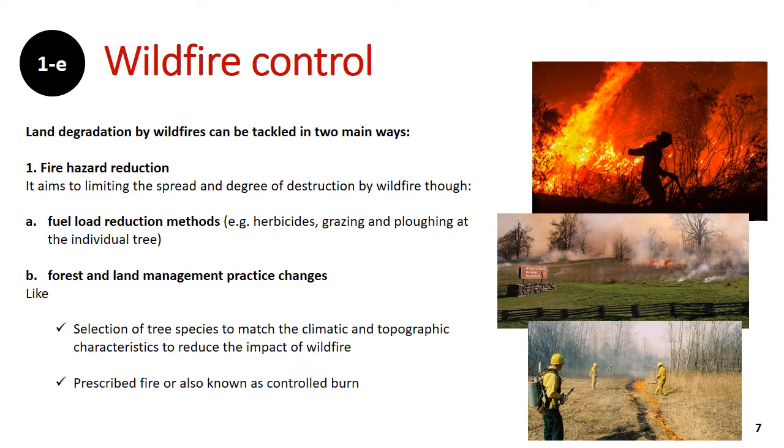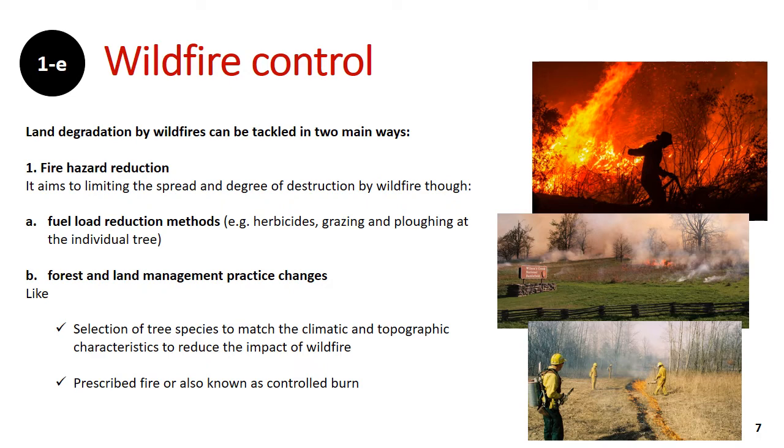Now, you can do this in two different ways. There are things that you do before the occurrence of fires, and then there are things that you do after the occurrence of fire. The first thing that you do to prevent the spread of fire, before the occurrence of the fire or wildfire, is to have a fire hazard reduction. And you can do this by two techniques.